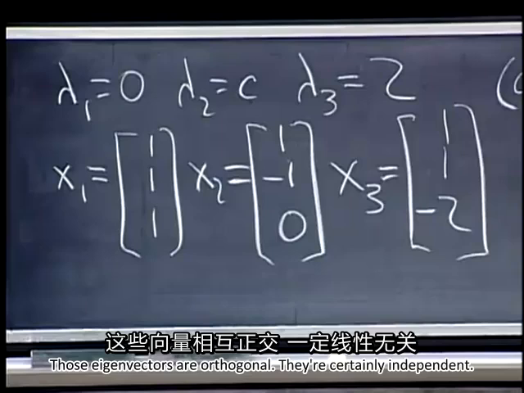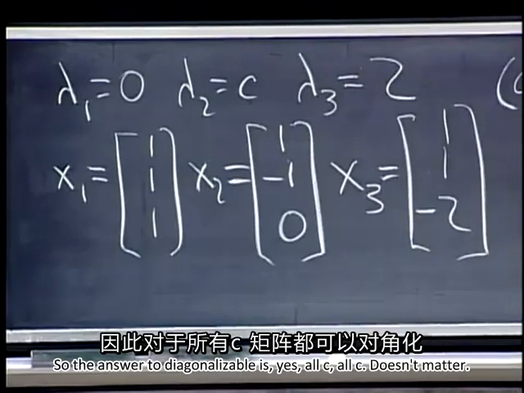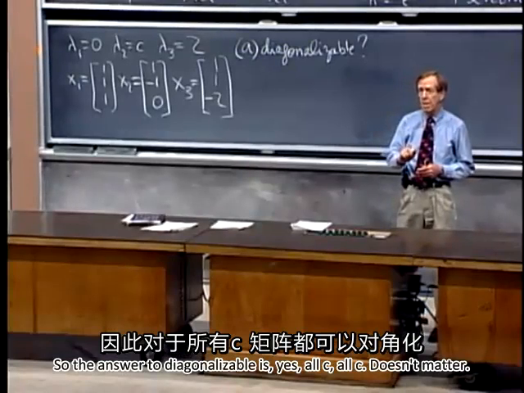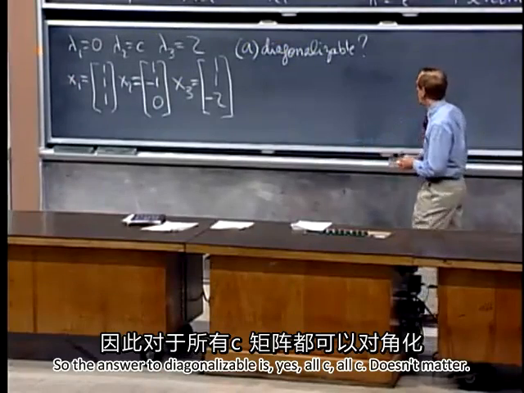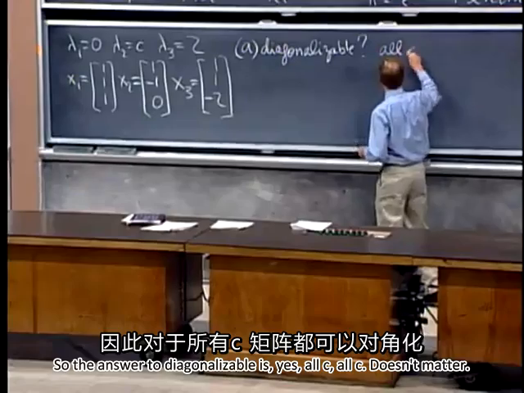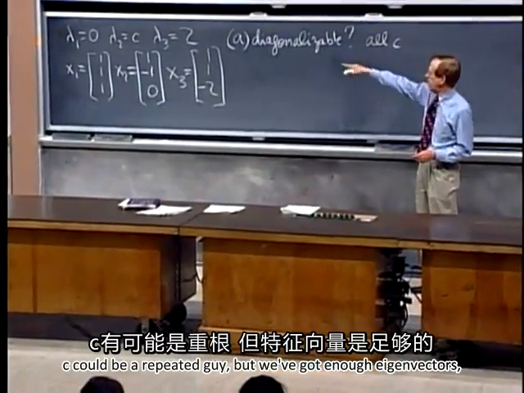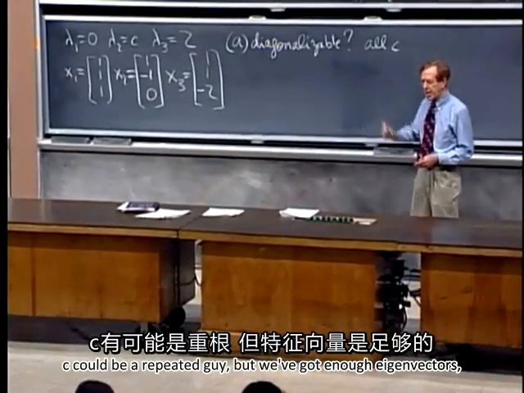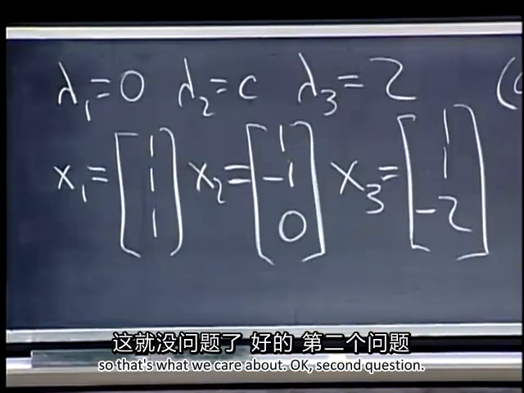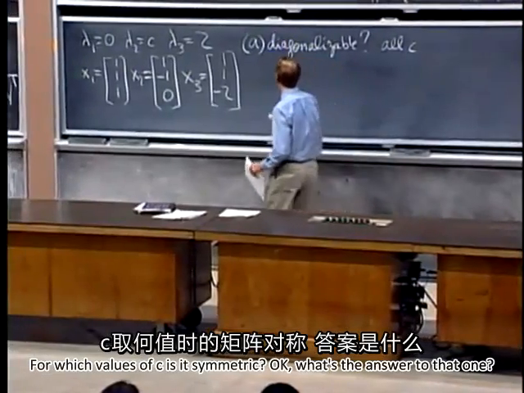They're certainly independent. So the answer to diagonalizable is yes, all C. Doesn't matter. C could be a repeated guy, but we've got enough eigenvectors, so that's what we care about. Okay, second question. For which values of C is it symmetric?